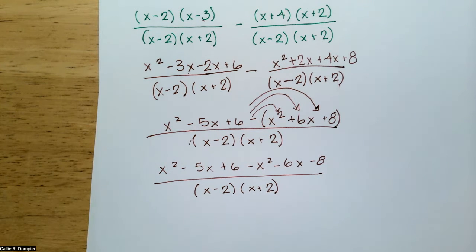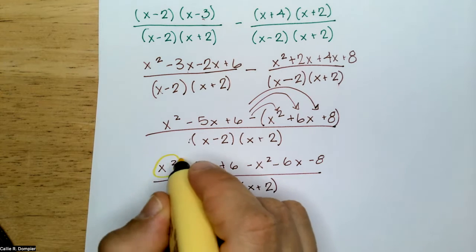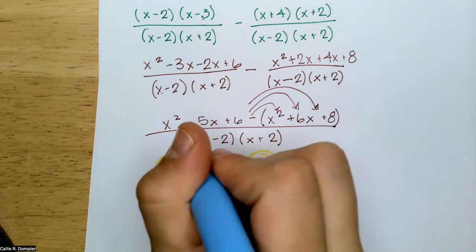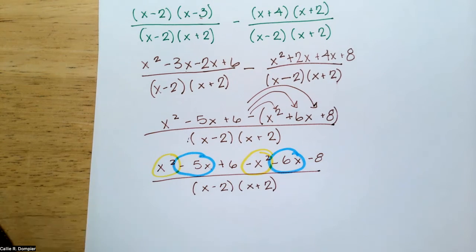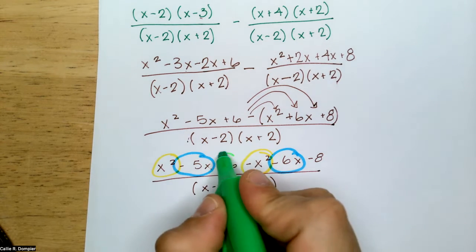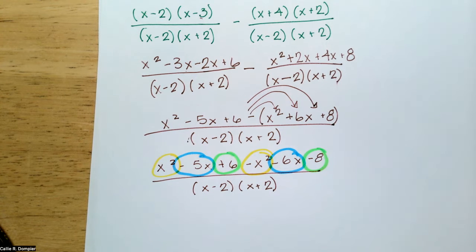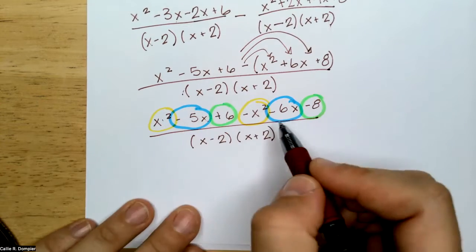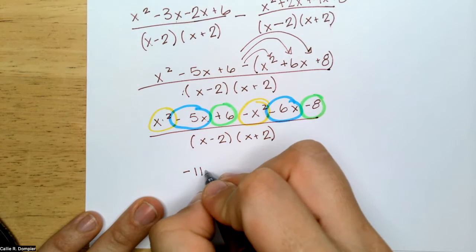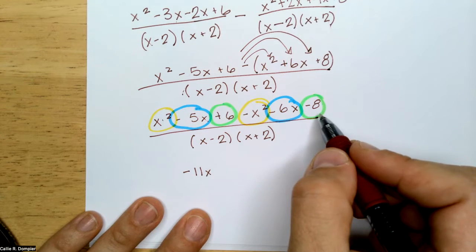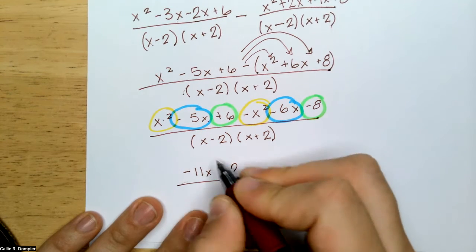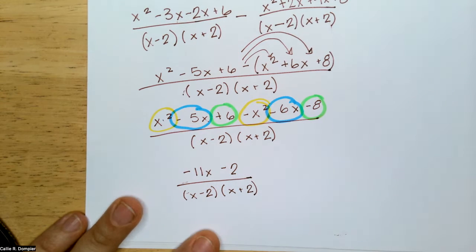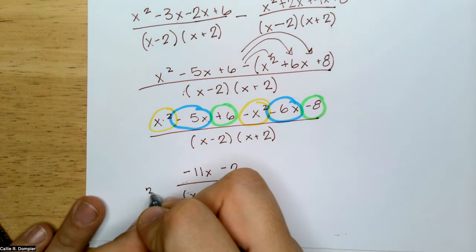Again, now we're just combining like terms. So we've got x squared minus x squared, negative 5x, negative 6x, and then positive 6, negative 8. So x squared minus x squared eliminates the x squareds. Negative 5 minus 6 is negative 11x. And then 6 minus 8 is minus 2, over (x - 2)(x + 2). So that was number 20.